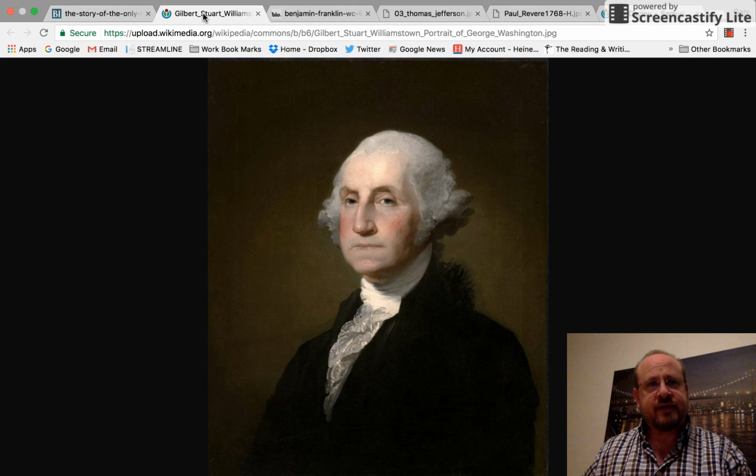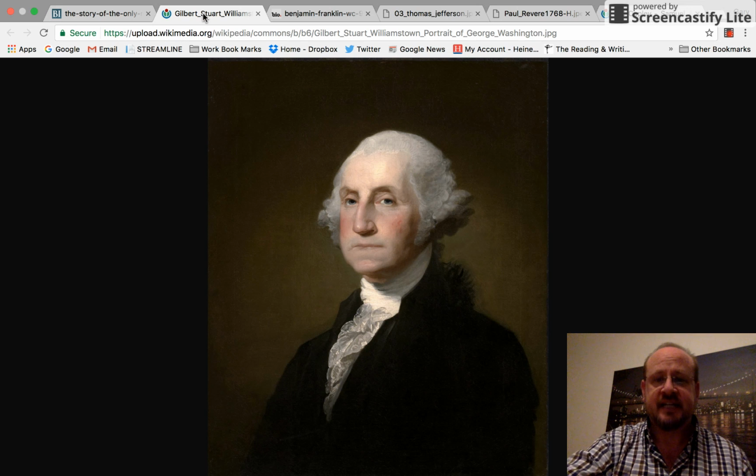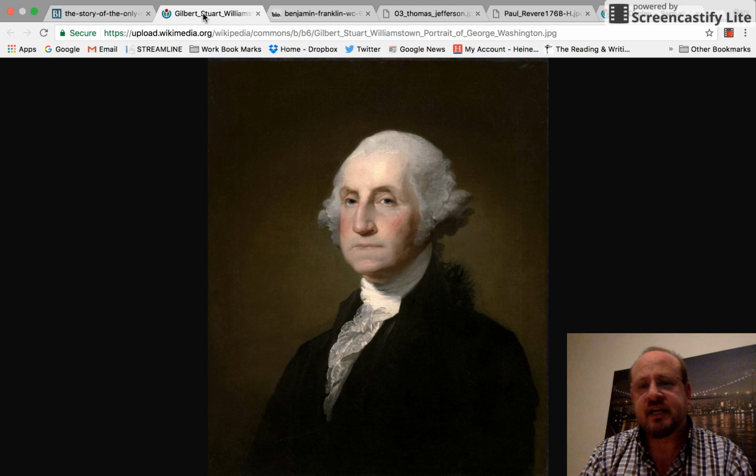The number one founding father, considered the father of our nation, is George Washington. He was born in 1732 and he died in 1799. He served as a politician and soldier. He was our first president, serving 8 years. He was the commander-in-chief of the Continental Army, and he is considered the father of our nation.